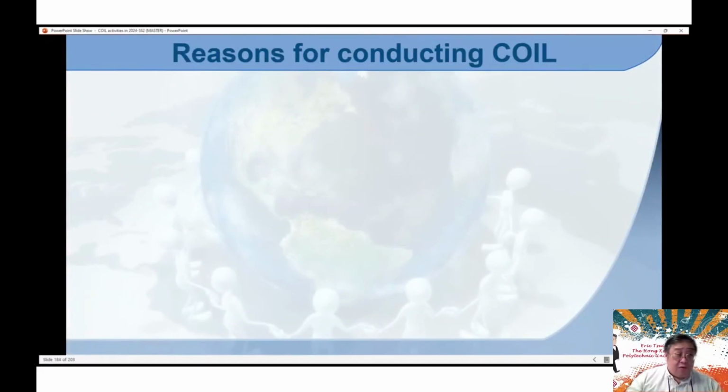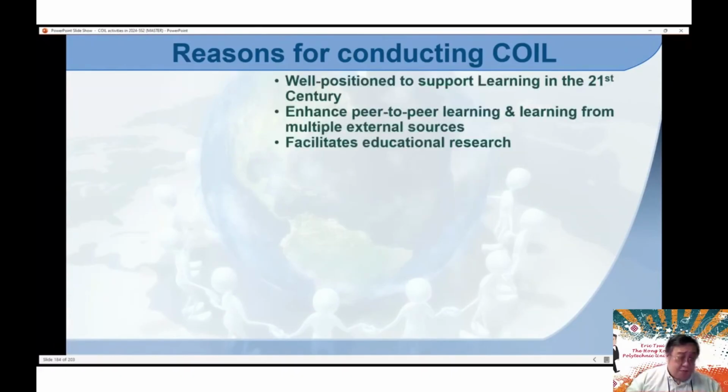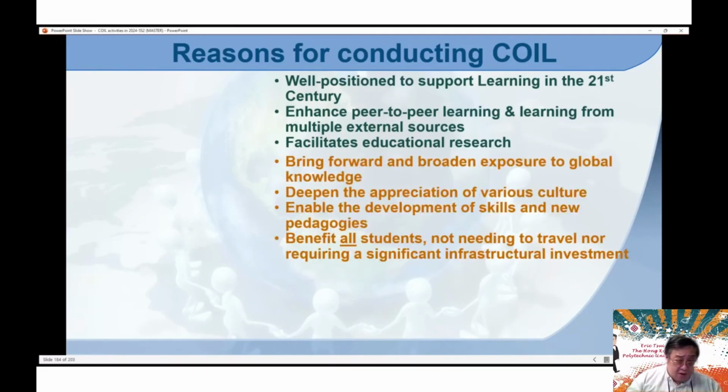So finally, before we finish, are there reasons for conducting COIL? I think they're ample, right? Sorry, there should be ample reasons for conducting COIL. They're well positioned to support learning in the 21st century, enhance P2P learning and learning from multiple sources. They facilitate educational research. Second, COIL brings forward and broadens exposure to global knowledge, deepens appreciation of various cultures, enables the development of skills and new pedagogies.